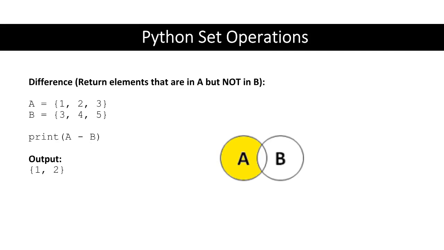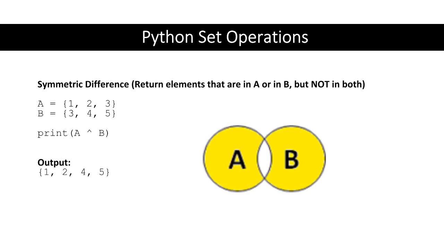Now, A equals {1, 2, 3}, B equals {3, 4, 5}, operation A - B. This keeps elements in A that are not in B. So, 1 and 2 remain, 3 is removed because it exists in B, output {1, 2}. Now, A ^ B. This returns elements that are not common in both sets. Common element is 3, so it is removed. Remaining elements 1, 2, 4, 5, output {1, 2, 4, 5}.